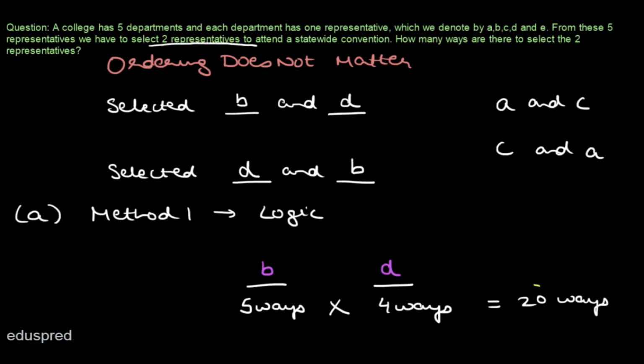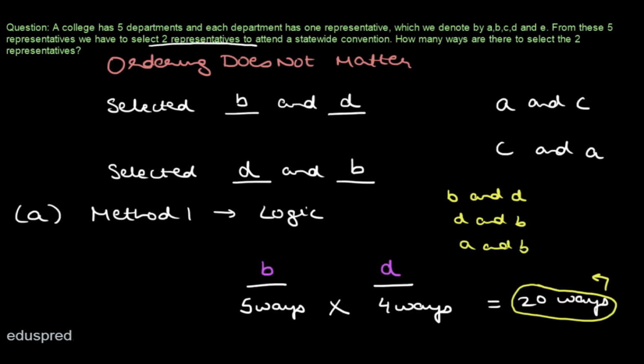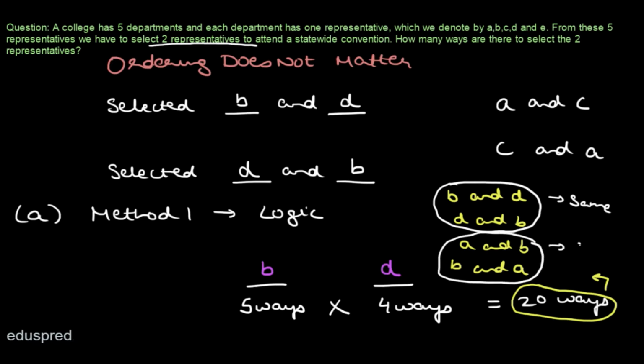Well, no. This is because in this case, the ordering of the outcome does not matter. And when we say 20 ways, these 20 ways include all the outcomes such as B and D, D and B, A and B, or let's say B and A. So it includes all these types of outcomes, but we have seen that the ordering does not matter. So that means these 2 outcomes are not different. They are same. Similarly, in this question, these 2 outcomes are not different. They are same. Okay, so these are same outcomes.